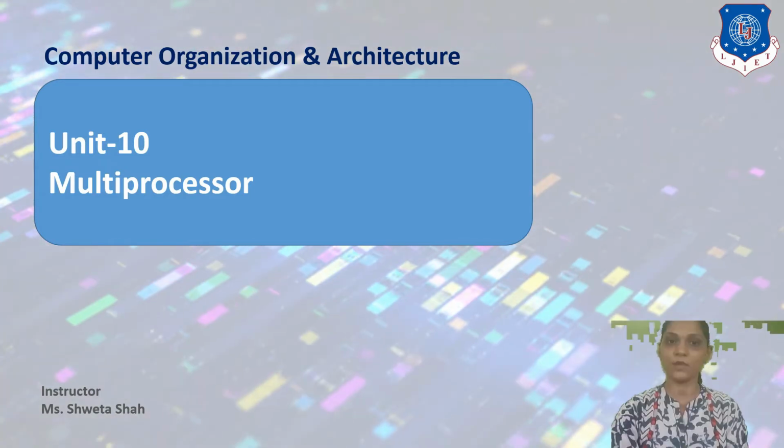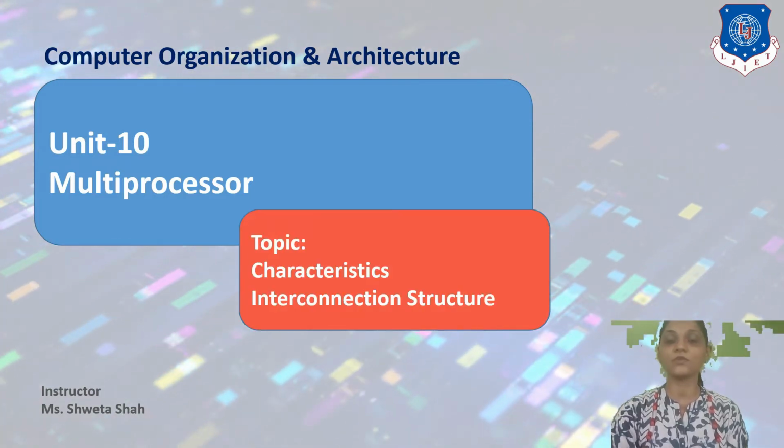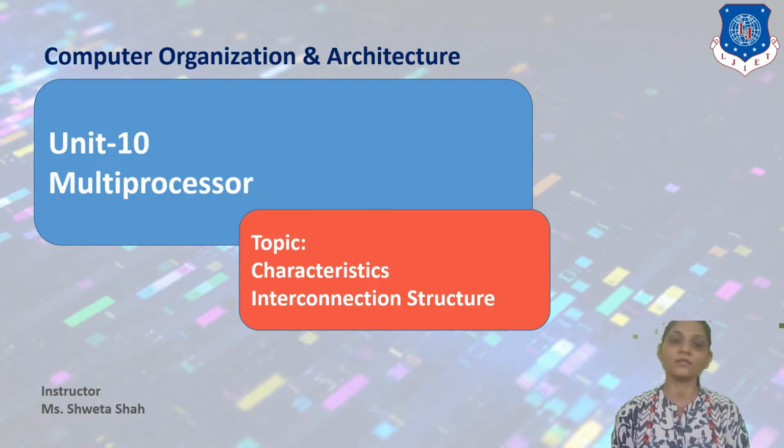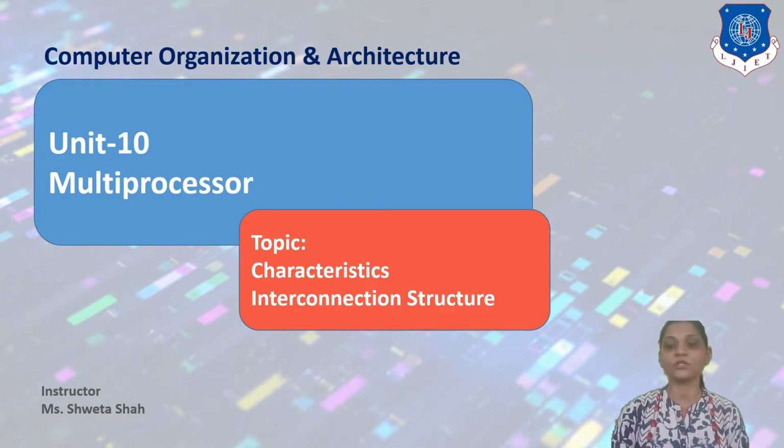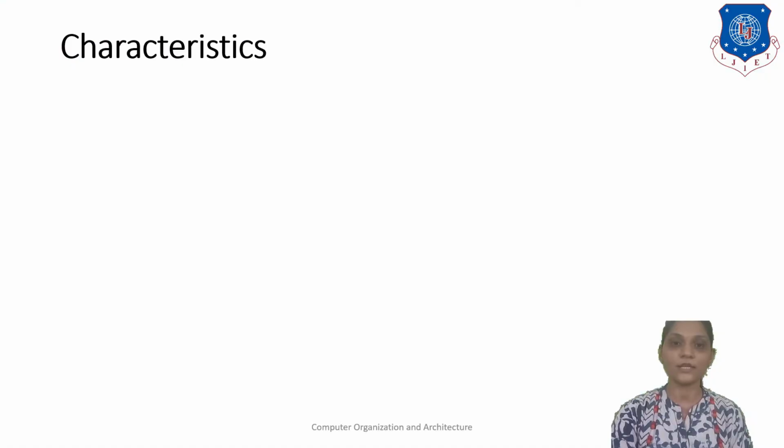We have started Unit 10, Multiprocessor, and in that we are going to see today the topic: the characteristics of the multiprocessor and the interconnection structure. So let us start with the first thing, the characteristics.